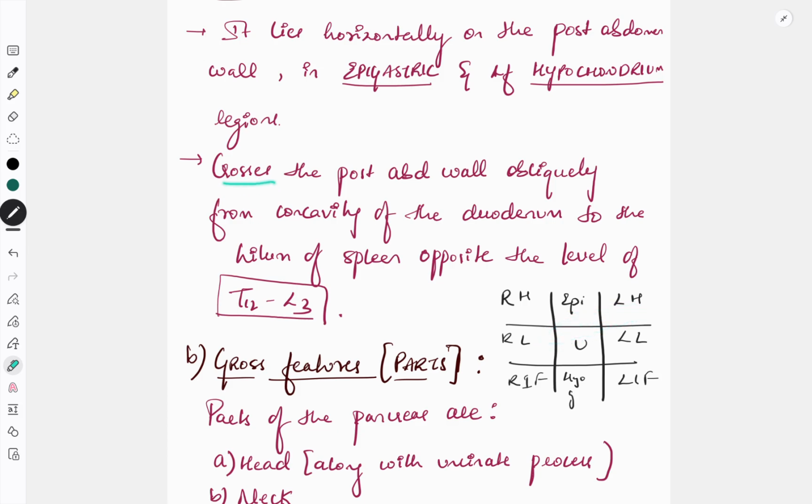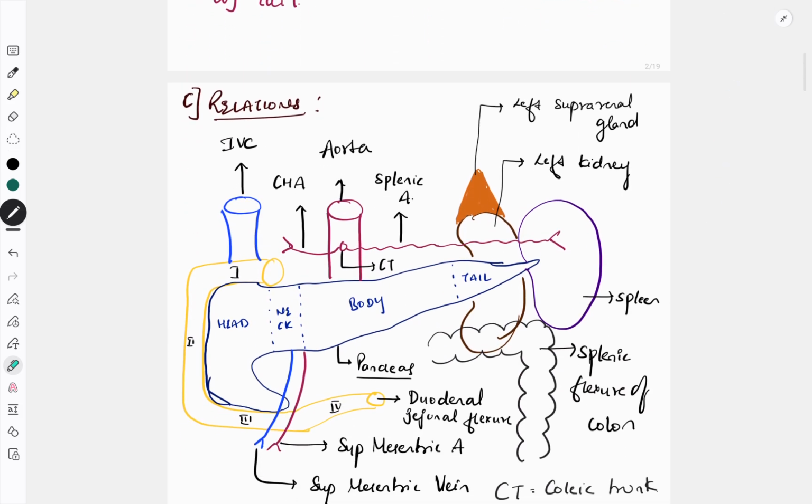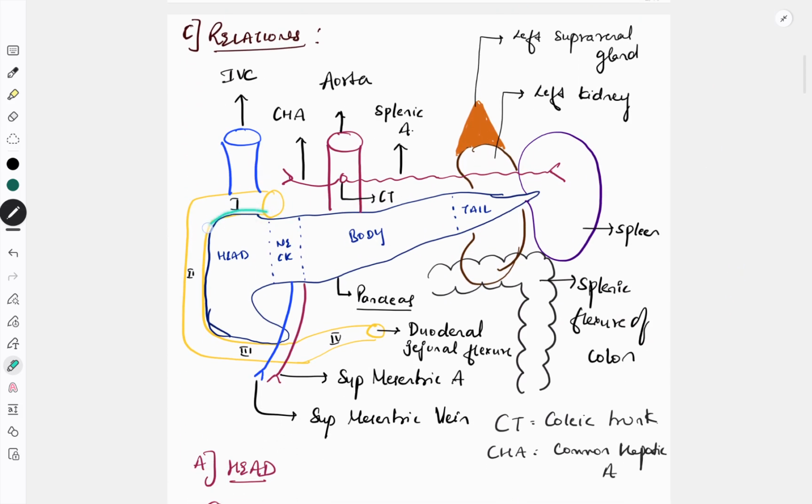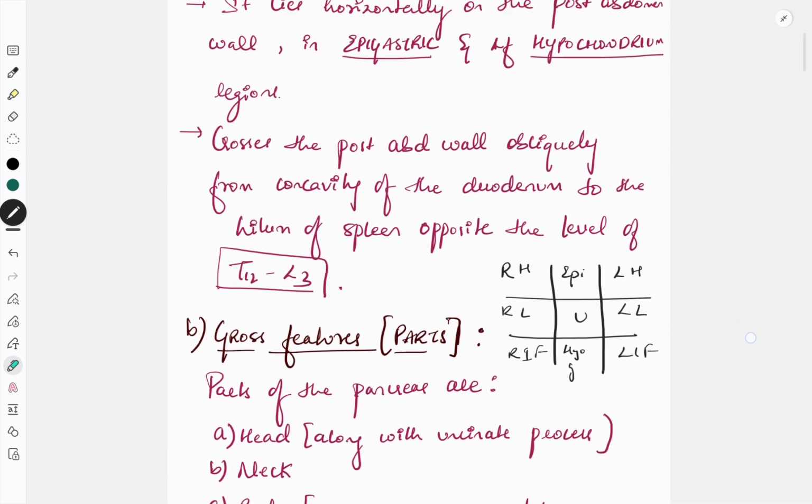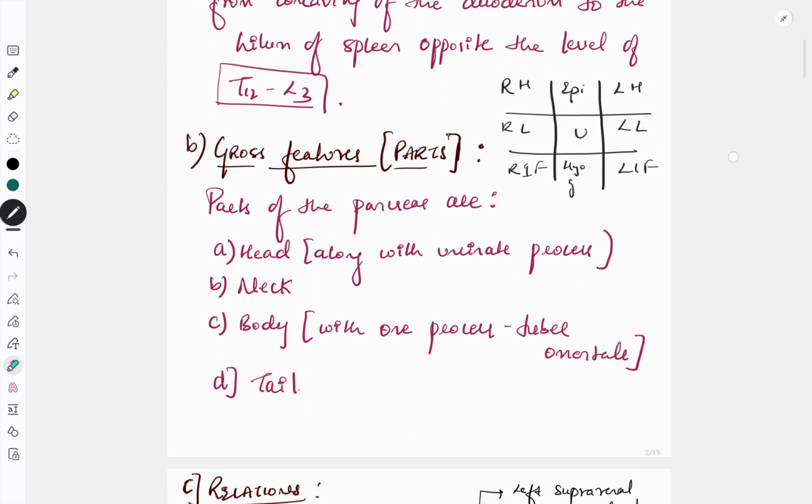Okay, and then it crosses the posterior abdominal wall obliquely from the concavity of the duodenum to the hilum of the spleen, opposite to the level of T12 to L3. So behind you have the vertebra, right? You can look at this diagram. They are telling that it lies from the concavity of the duodenum. See, this is how the pancreas lies, up to the spleen. This is the spleen, and you can visualize it lying between T12 to L3. So this is about the location of the pancreas.